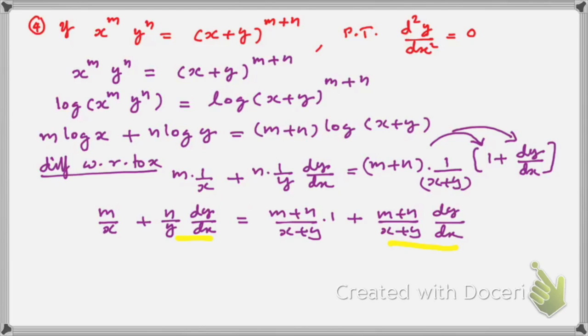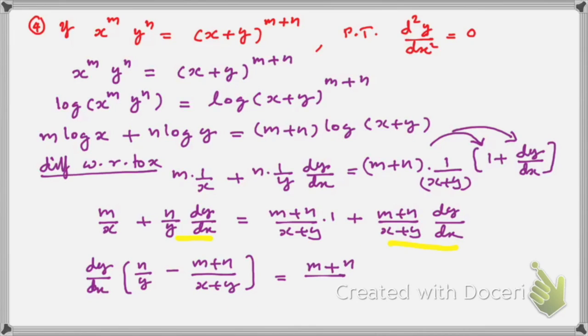Now, if you look at these highlighted terms, two of them, they both have dy by dx. So I'm going to get them on the left side. So I'll have dy by dx common, n by y here, and when I bring this term to the left side, it becomes negative, and I took dy by dx out. So I have n by y minus m plus n by x plus y is equal to the rest of the terms, this term and m by x, which I shift to the right side like that. So what we did at this stage is we collected both the dy by dx terms together on the left side and the remaining terms on the other side.